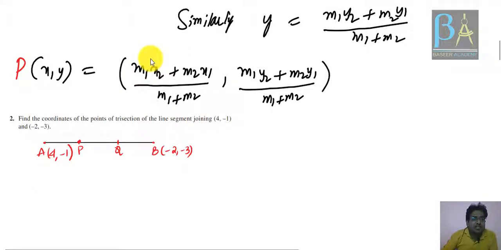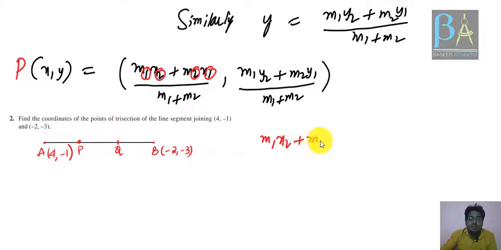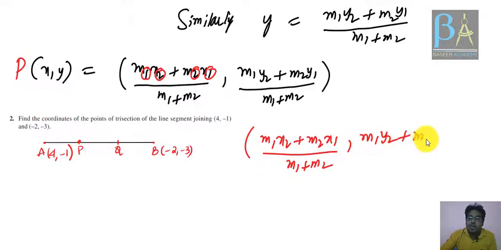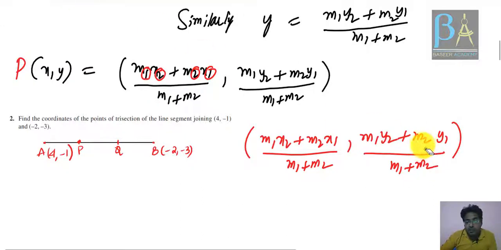Remembering the section formula is pretty easy. If here you have 1, here you have 2. If you write 2 here, you write 1 here. That's about it. So it's pretty easy. m1 x2 plus m2 x1 by m1 plus m2. m1 y2 plus m2. If you write 2 here, write 1 here. y1 by m1 plus m2. That is one way of remembering the formula. That's how I personally remember the formula.